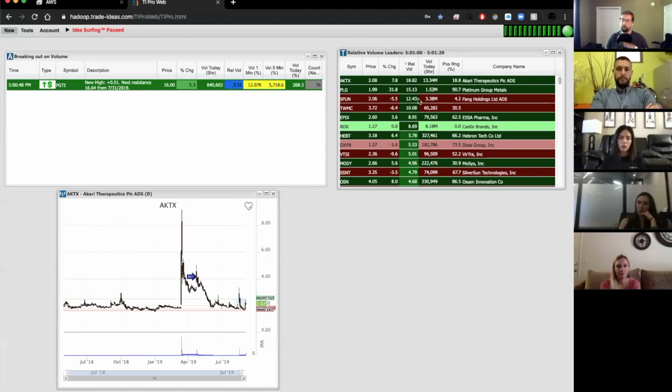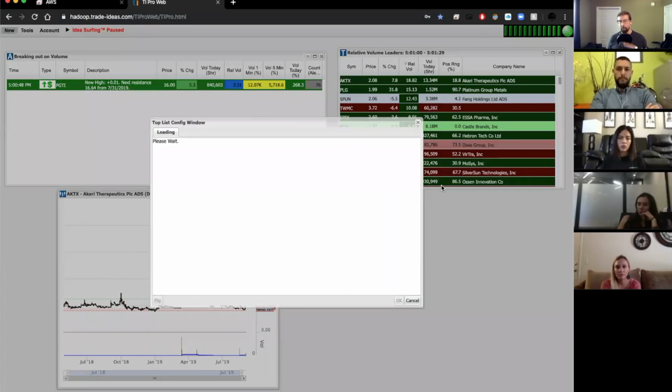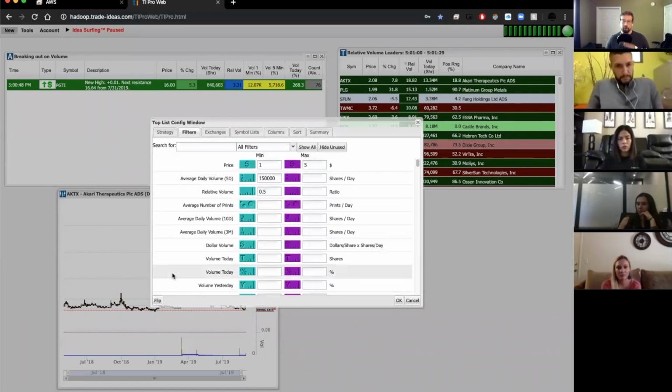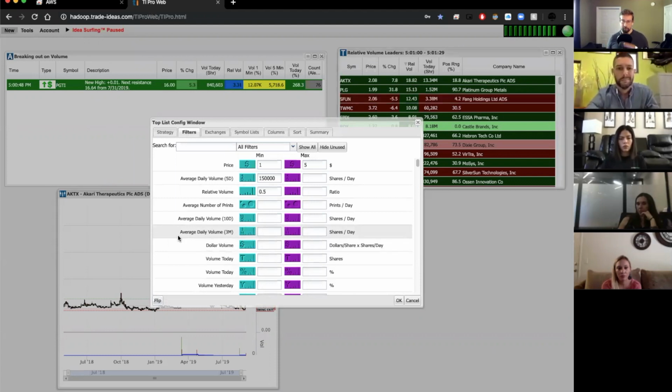So for example, this one that I just brought up by default, and I'll show you how to configure these in just a moment, goes into the filters. Basically what I've done here, and this is a generic scan that we have, is stocks between $1 and $5 a share that are doing over 150,000 shares a day and have a relative volume of 0.5.